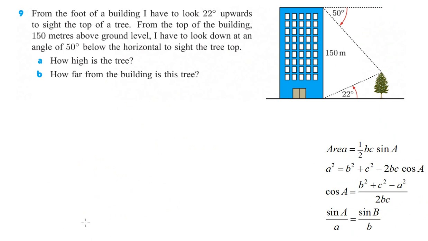Taking a look at number 9. From the foot of a building, you have to look 22 degrees upwards to sight the top of a tree. From the top of a building, 150 meters above ground level, I have to look down at an angle of 50 to the horizontal to sight the treetop. How high is the tree?